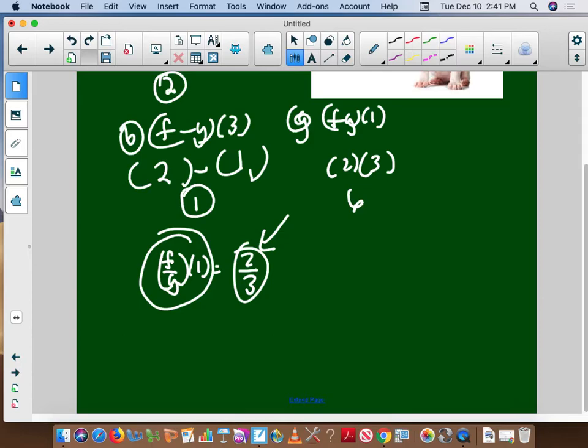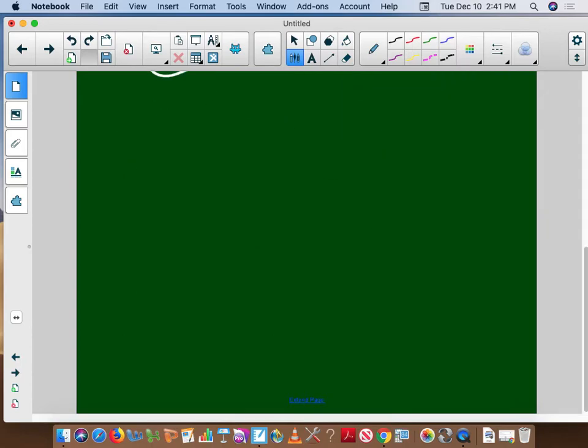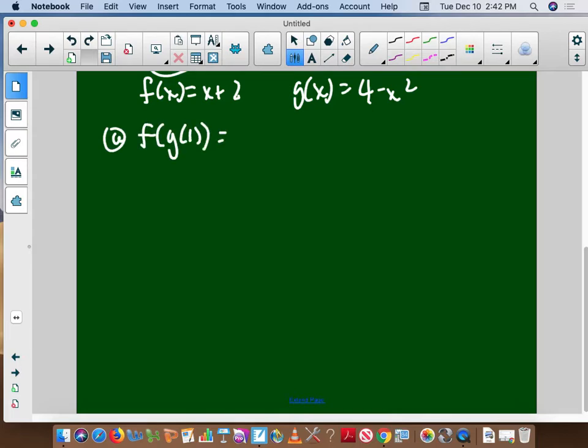All right, girls, circle back. All right, next. F of X is X plus 2. G of X is 4 minus X squared. So A, I'm going to find F of G of 1. What do you find first? G of 1. So I'm going to find G of 1. 4 minus X squared. I'm going to put in 1. That gives me 4 minus 1, which is 3. So G of 1 is 3. So I'm going to find F of 3.